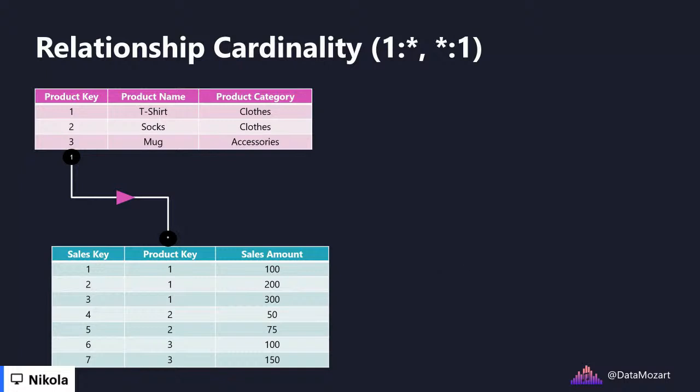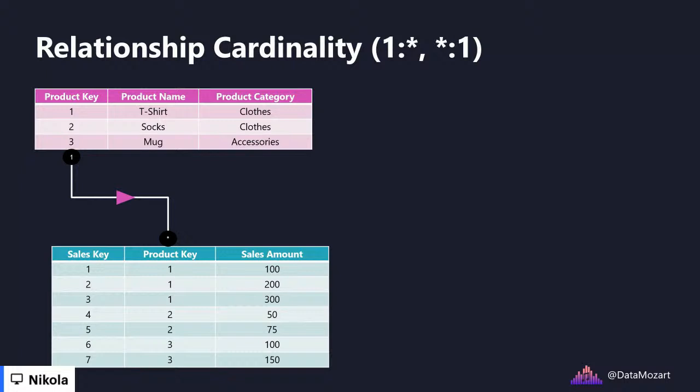The only difference is where the relationship starts from, or in which direction the filter is going. I'll give you a very simple example. Let's say that we have two tables in our model, product and sales. There is a product key column in both tables, and we created a relationship between the two tables on that common column.